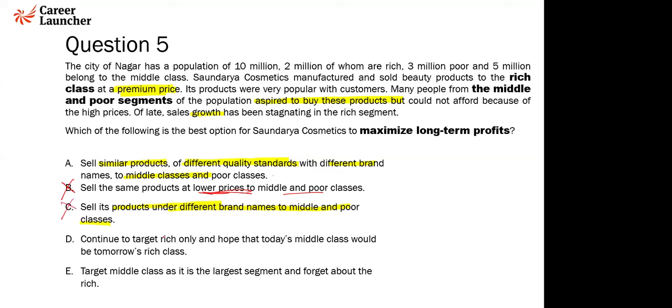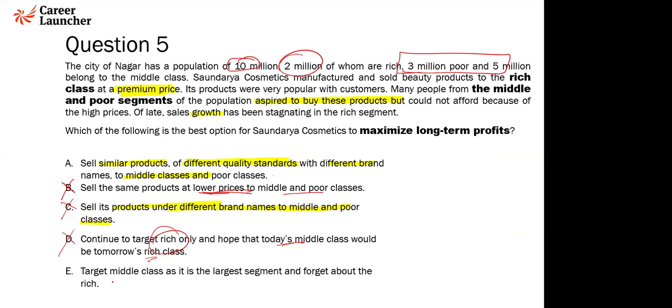D, continue to target the rich only and hope today's middle class would. Stupid choice. If you continue only with the rich, out of 10 million, right now you are targeting only 2 million. Your task should be to reach out to the other 8 million too, so that you can maximize your long-term profit. In the long term, you would want to reach out to all 10 million. So choice D is directly against your long-term vision, and can be straight away eliminated.